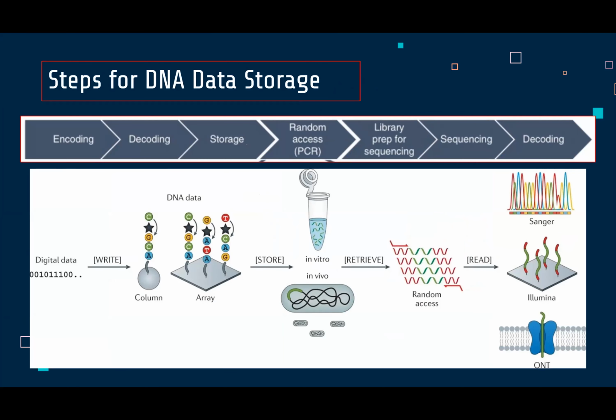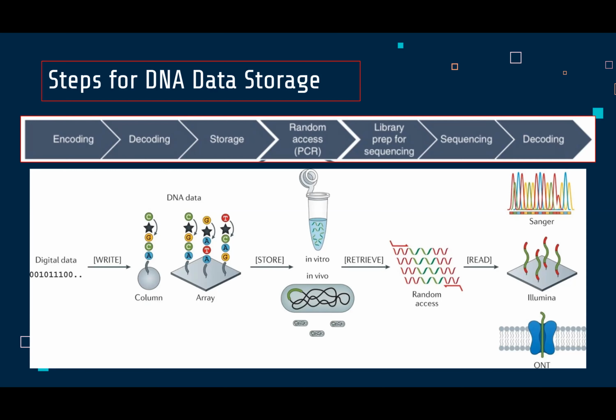So what are the steps for DNA data storage? The first step is encoding, which means converting data files from binary to the 4 nucleotides, the A's, T's, G's, and C's. These nucleotides are stored in the form of DNA, so hundreds of these DNA strands that encode DNA files can exist in a single test tube.